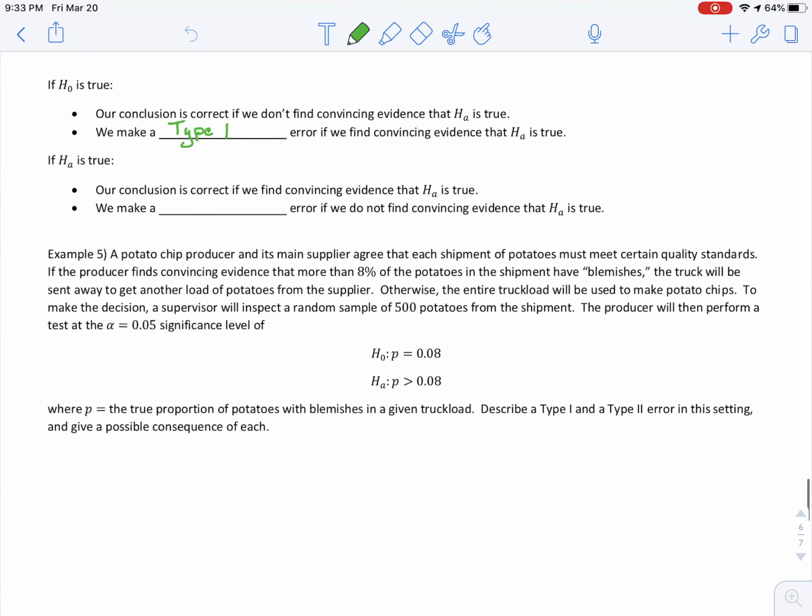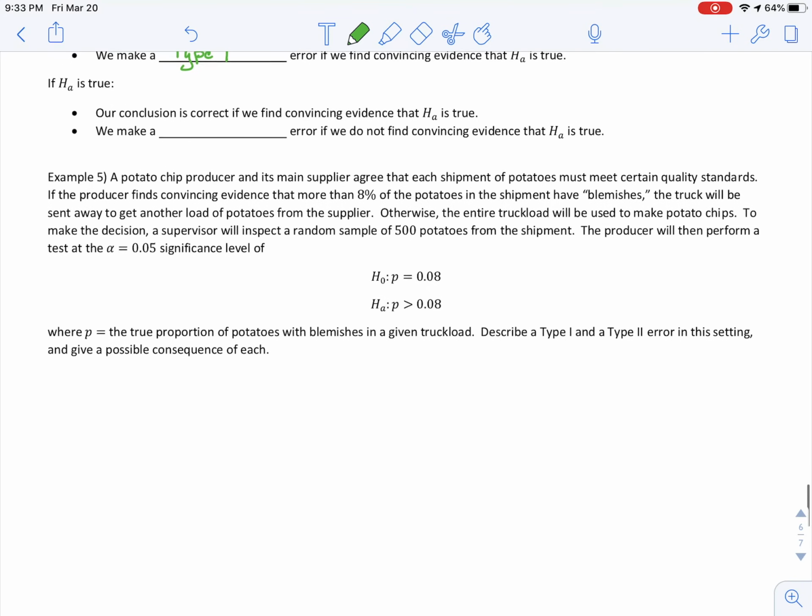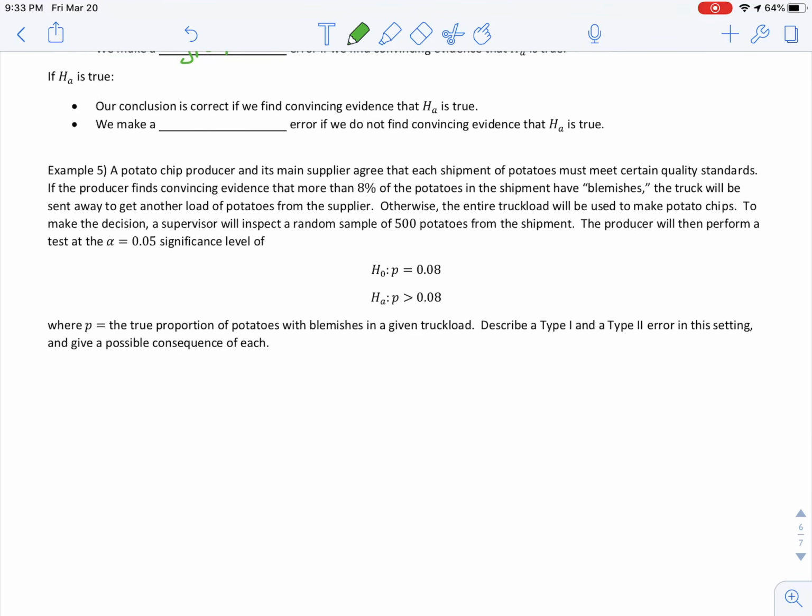Sorry. Type 1 error. Our conclusion is correct if we find convincing evidence that the alternative is true, but we've made a type 2 error. It's supposed to be Roman numeral 2, sorry. If we don't find convincing evidence that it was true, but it truly was.